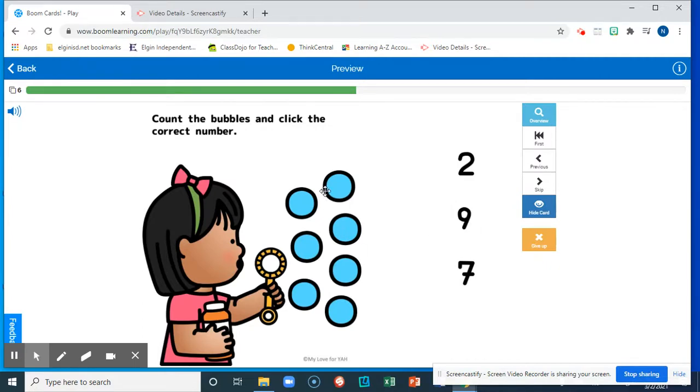Wait, how many do we have? I got confused now. 1, 2, 3, 4, 5, 6. Yes, we have 7 bubbles. So we need to click on number 7. Miss Moran was not paying attention. Sorry.